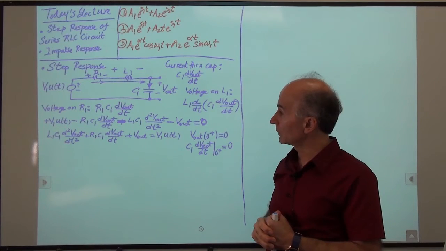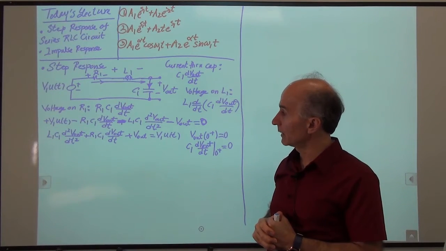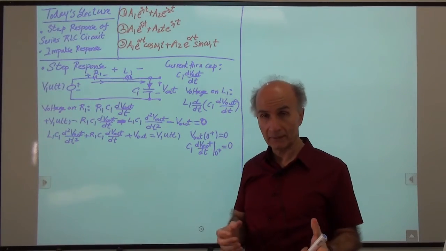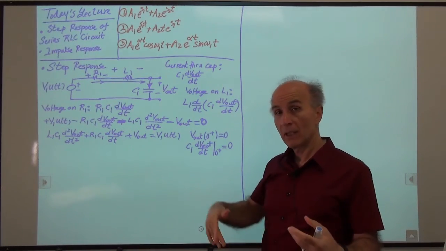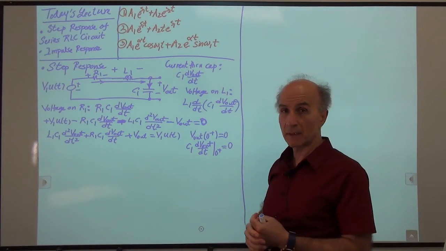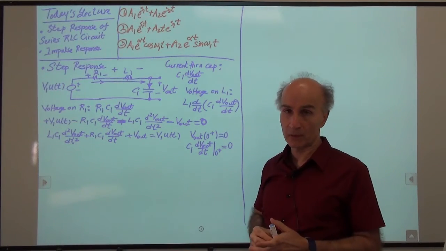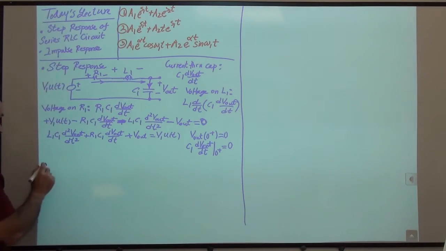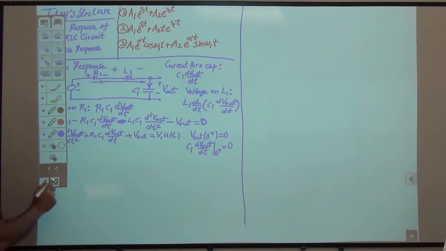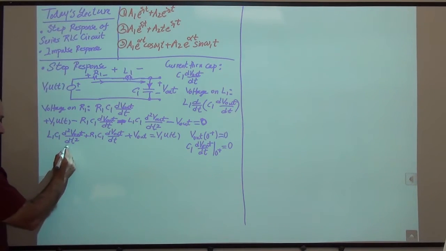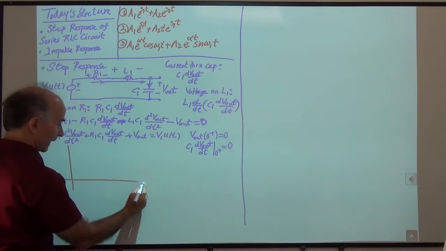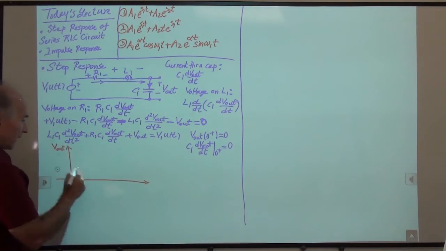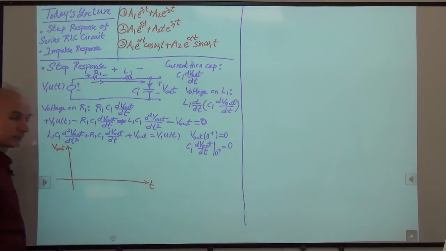Okay, so to do that, I think we should try to plot V out as a function of time just qualitatively to get a feel for what's going on before we go back and try to see what form we should choose for the solution. So let's go ahead and do that. That's always useful, right, to predict what the output should look like. Okay, so let's see what we can say about V out as a function of time.